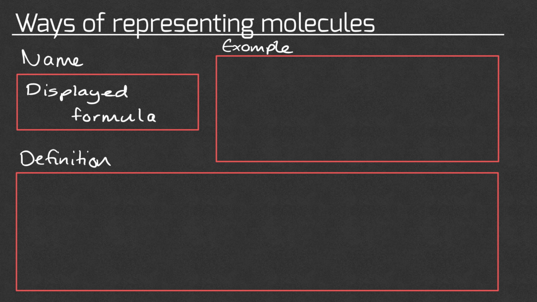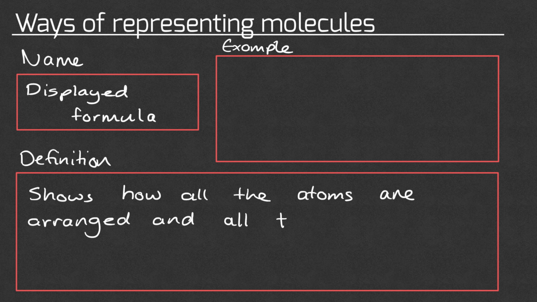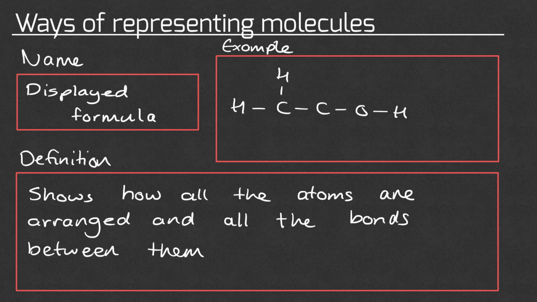You can also represent molecules using the displayed formula. The displayed formula shows how all the atoms are arranged and all the bonds between those different atoms. So this is a displayed formula of ethanol. We can see it's very similar to the structural formula, still a CH3, CH2 and an OH, but we can clearly see where all the bonds are. This gives a bit more information than the structural formula, but it takes a while to draw out, so in chemical equations we'll typically use the structural formula rather than the displayed formula.